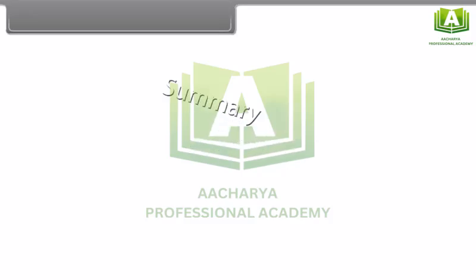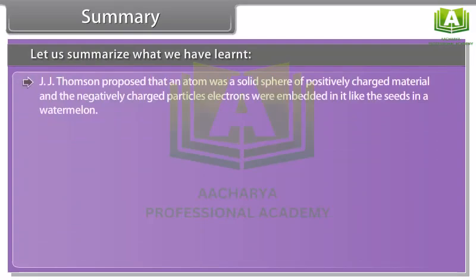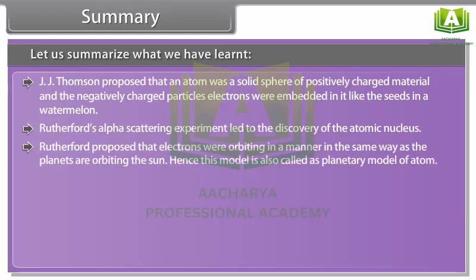Summary. Let us summarize what we have learned. J.J. Thomson proposed that an atom was a solid sphere of positively charged material and the negatively charged particles, electrons, were embedded in it like the seeds in a watermelon. Rutherford's alpha scattering experiment led to the discovery of the atomic nucleus. Rutherford proposed that electrons were orbiting in the same way as the planets orbit the sun. Hence, this model is also called the planetary model of the atom.